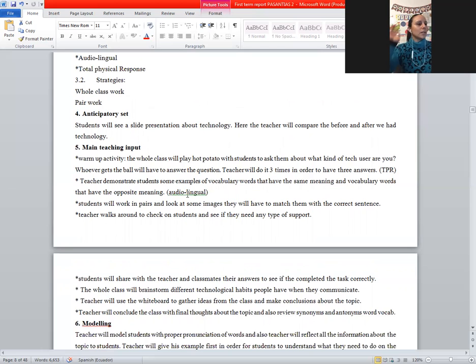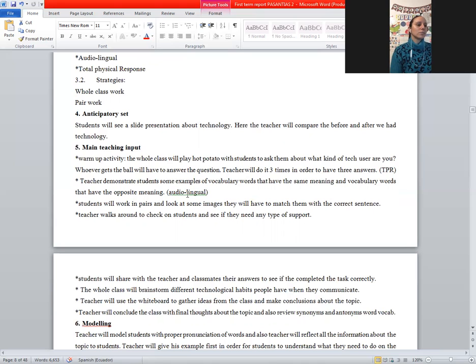After that, I am going to demonstrate some examples to students, the vocabulary words, and also words that have the same meaning and the opposite meaning as well. That's why it's synonyms and antonyms. And we're going to repeat this activity maybe 2 times. So that's going to be audiolingual, and we're using the audiolingual method.